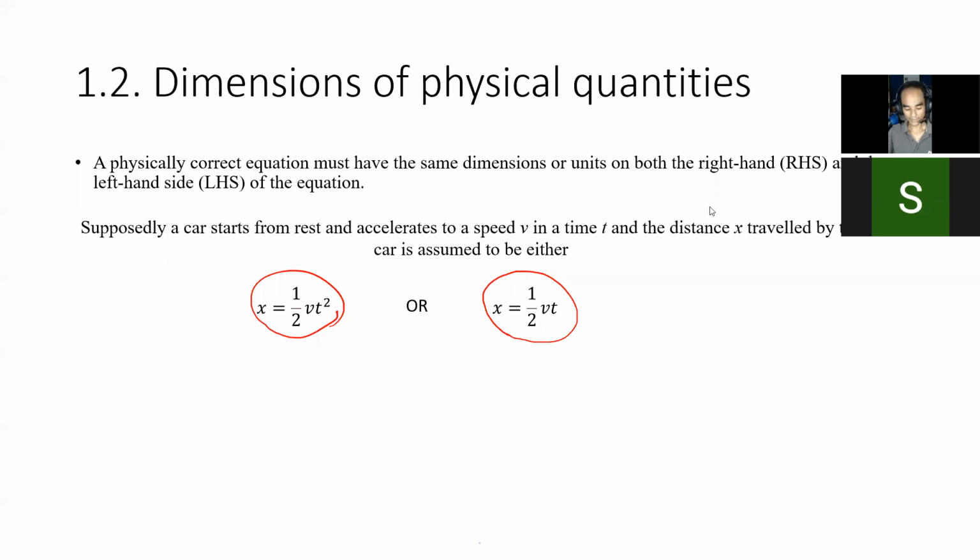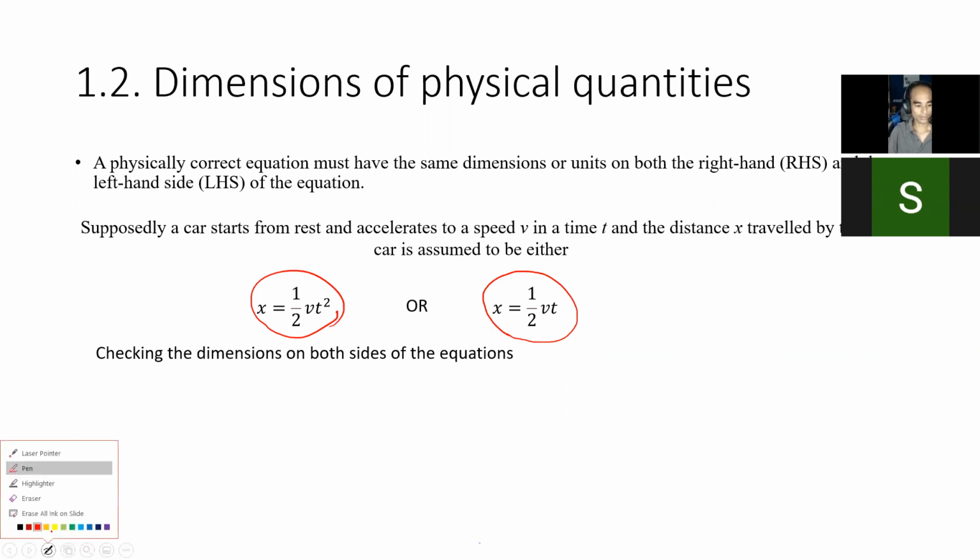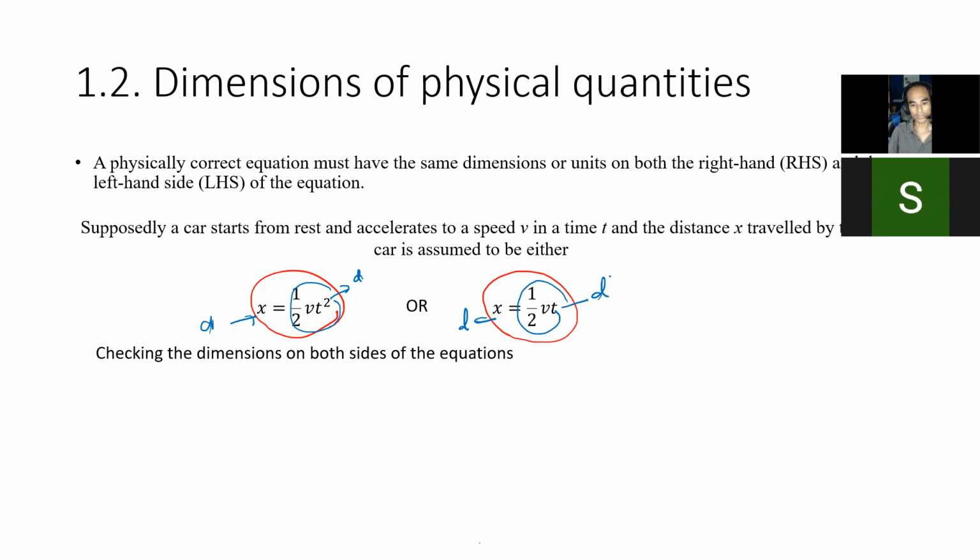So let's see, the moment of truth. Checking the dimension of both sides of the equation. We have to check whether the dimension of x over here is equal to the dimension of the whole thing over here. This dimension is the same as the whole thing of this dimension.